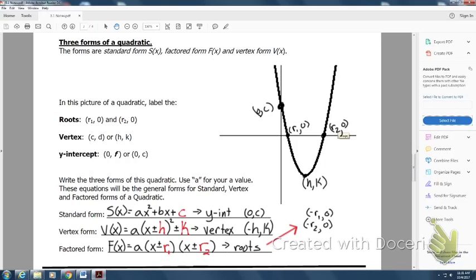Whenever we had to solve by factoring, and you got it in this factored form, and you had x minus 3, x plus 2, you set them each equal to 0. X minus 3 gave you positive 3, x plus 2 gave you negative 2. So that is what you would graph: (3, 0) and (negative 2, 0). Questions on identifying those? 3 forms, 3 different pieces of information.